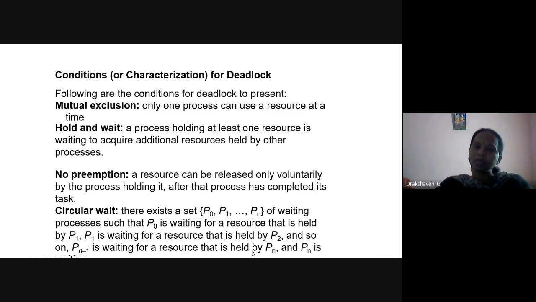Hold and wait: a process holds at least one resource and is waiting to acquire an additional resource held by another process. This is called hold. I am holding one resource, but I want one more. This is what is called hold and wait.